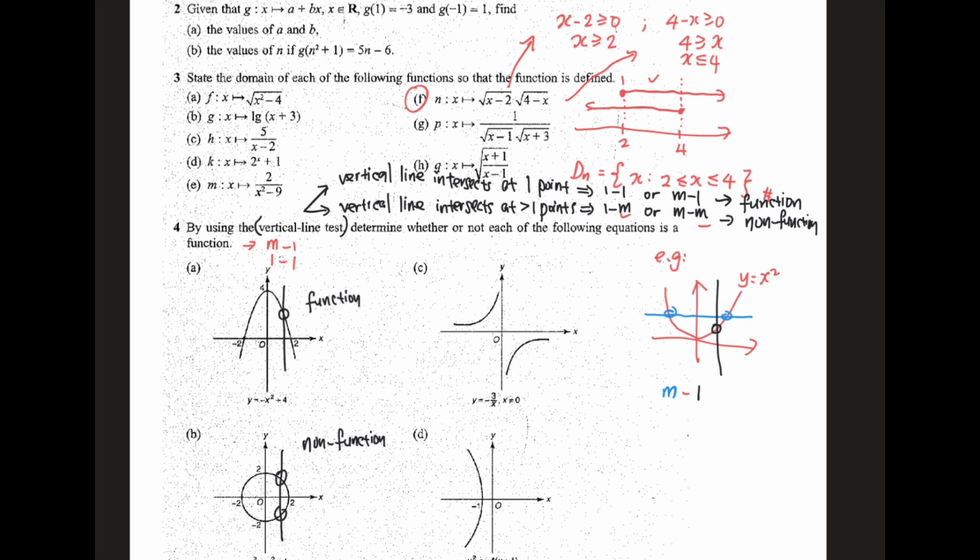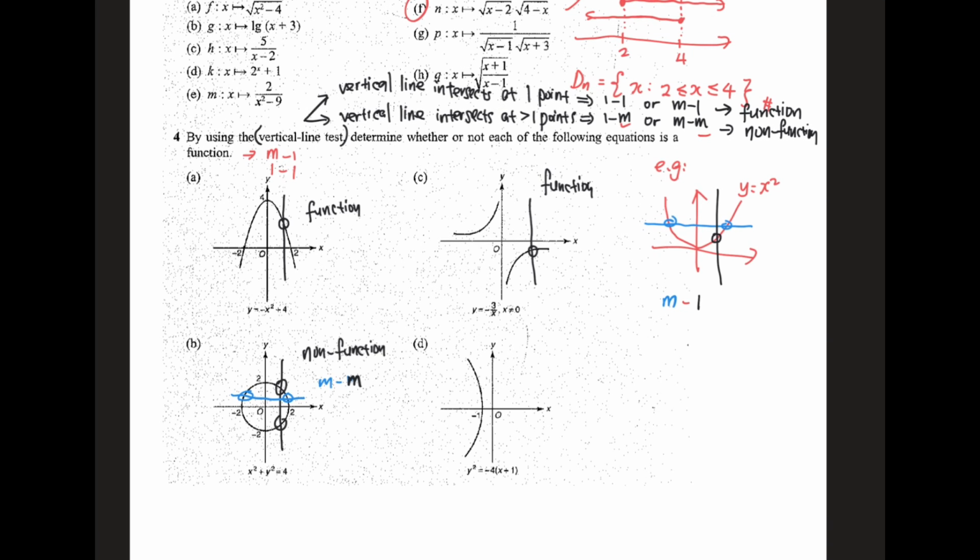Imagine if I draw a horizontal line, I have two intersections also. This is actually a many to many relation, which is non-function. Okay, so for the third one, if I draw a vertical line, it intersects at 1 point, so this is a function.